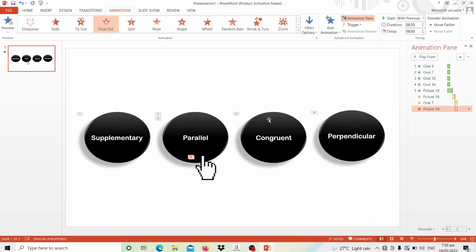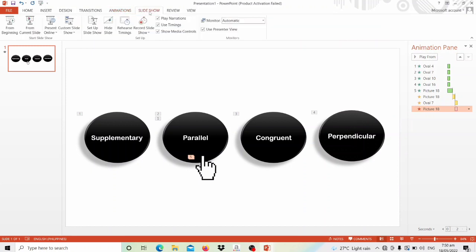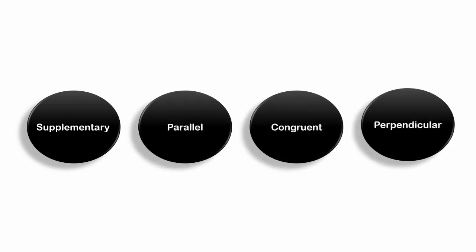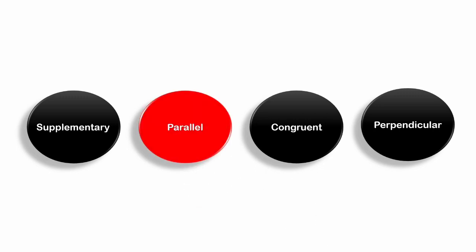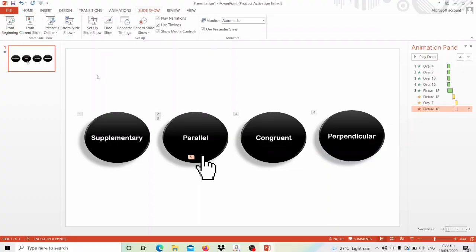So let's see what we've got. Let's go to Slideshow, from the beginning. Okay. So here are our options: option 1, option 2, option 3, and option 4. Then that's it. The hand appears and clicks the second circle. The second circle turns into red and the hand cursor disappears. So that's it. Now for the final touch, we're going to insert the question.